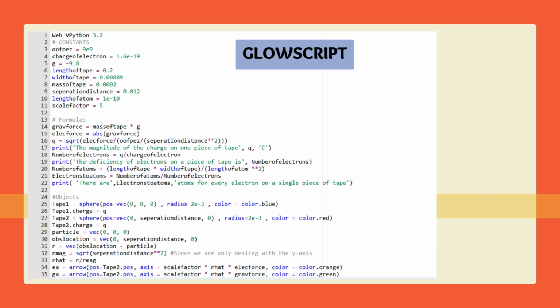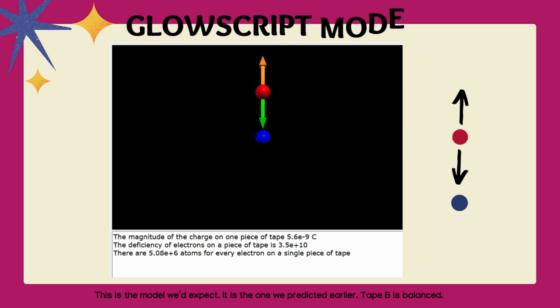I put in my formulas for the number of electrons, number of atoms, the electrons to atoms, and then in the objects section, I just had to pretty much establish all of my point charges and my arrows. The EA is my arrow for the electric force, then my GA is the arrow for the gravitational force. And this should give us a model that looks exactly like what we predicted.